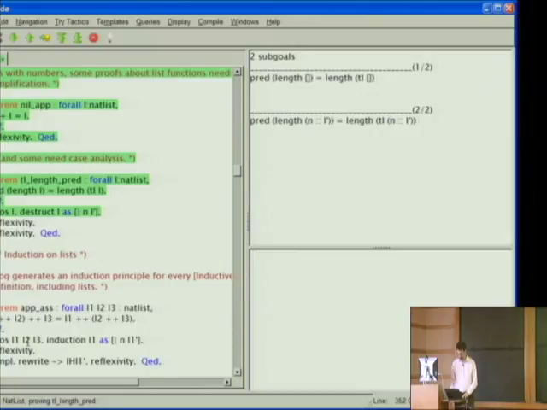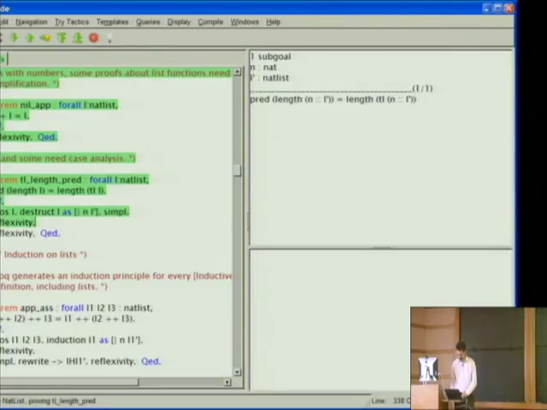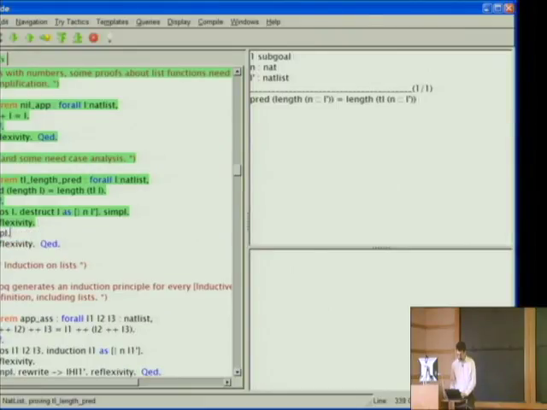Okay, and so L is either nil or not, and if it's nil, then this simplifies to 0 equals 0, which is proved by reflexivity. And if it's not nil, then this simplifies to length of L prime equals length of L prime, right? Because this length simplifies to successor of something, and the predecessor of successors simplifies to the thing, and on the other hand, vice versa. So this is an easy proof.